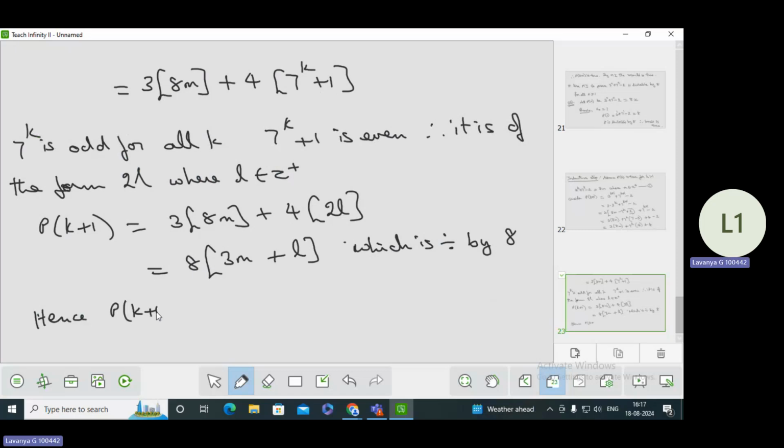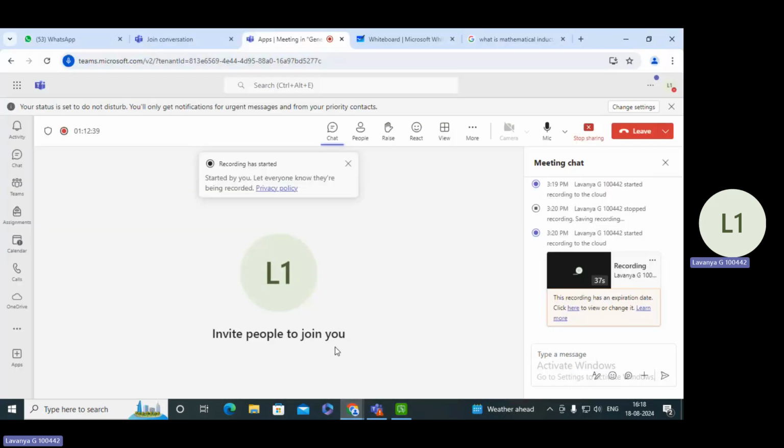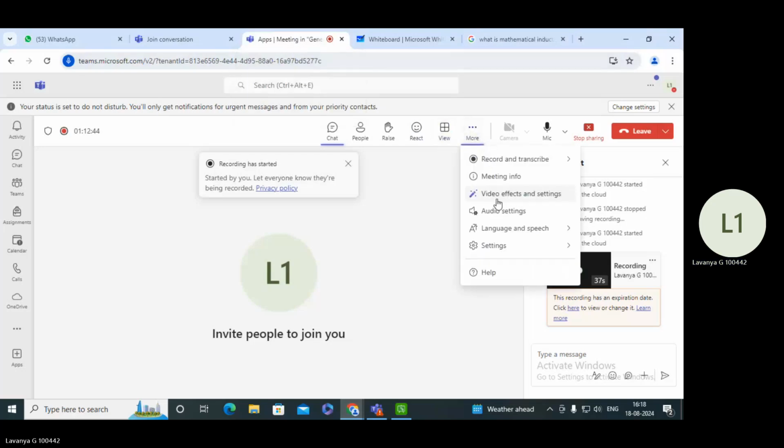Hence, P of k plus 1 is true. By mathematical induction, the result is true. With this, we come to the end of the first principle of mathematical induction and problems based on it. Later, in the next video, maybe we will check the second principle of mathematical induction.